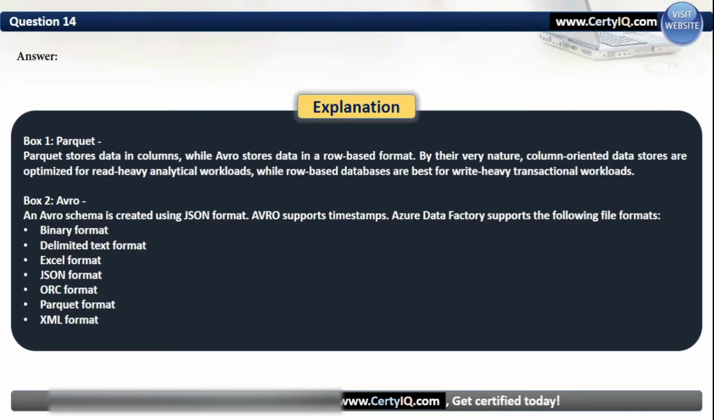About box 1, Parquet stores data in columns while Avro stores data in a row-based format. By their very nature, column-oriented data stores are optimized for read-heavy analytical workloads, while row-based databases are best for write-heavy transactional workloads. About box 2, an Avro schema is created using JSON format. Avro supports timestamps. Azure Data Factory supports the following file formats.